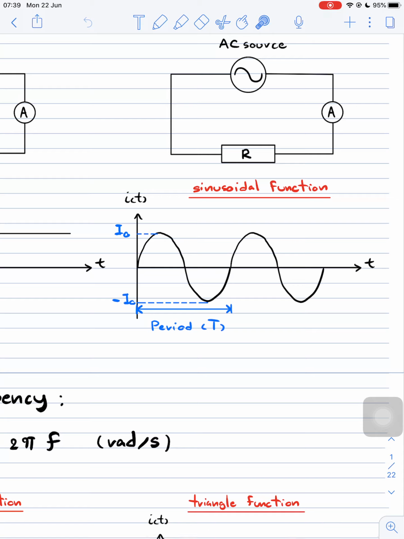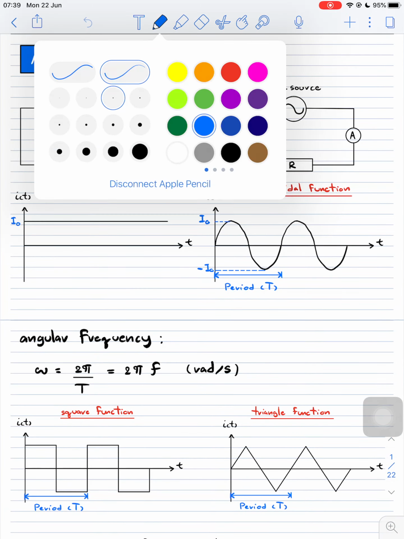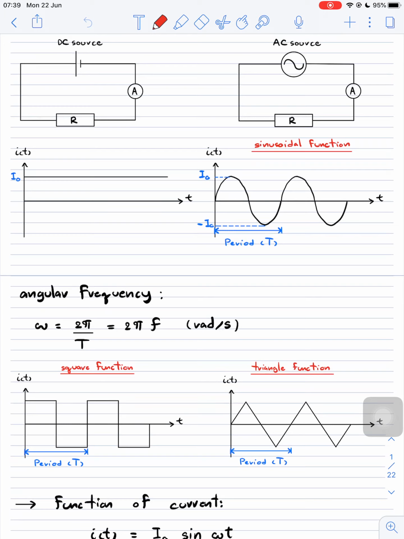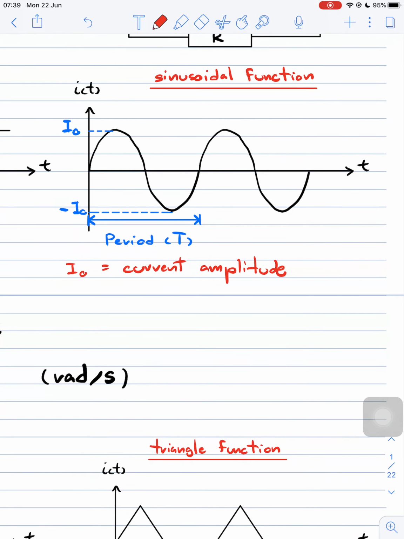We can have the maximum value of the current, which is called I naught. So now this I naught here is called the current amplitude. It's called the current amplitude, which is the maximum value of the current.